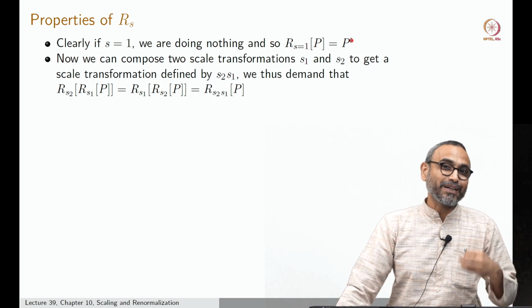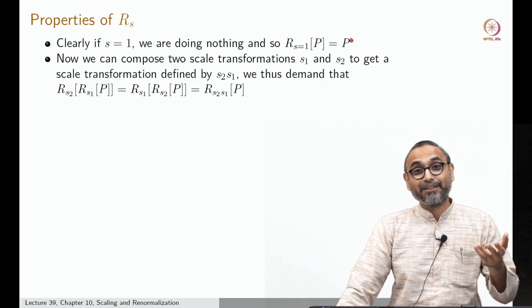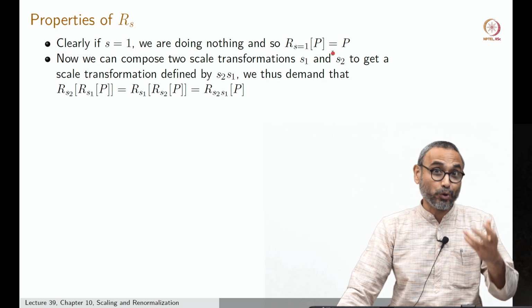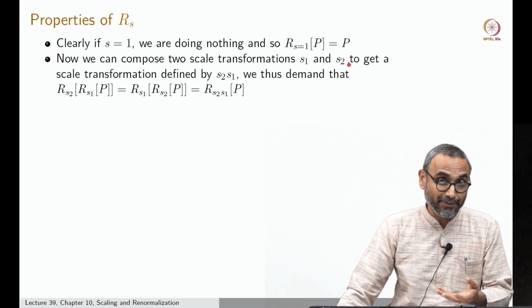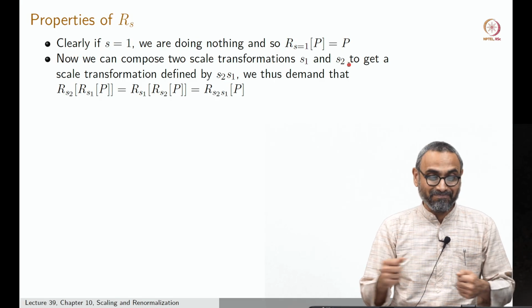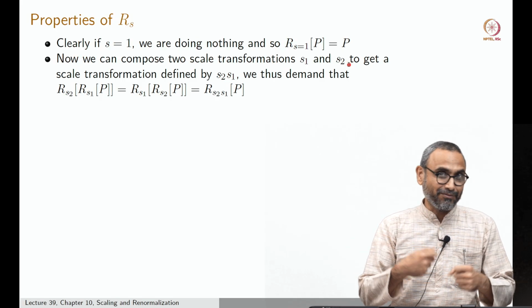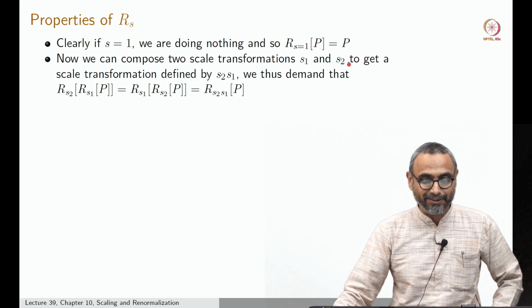But I could also reach S equal to 10 by two different scale transformations. So I could choose S1 equal to 2 and S2 equal to 5, and I could compose them, right? I could first do the 2 and then the 5, or I could do the 5 first and then 2 first and so on.